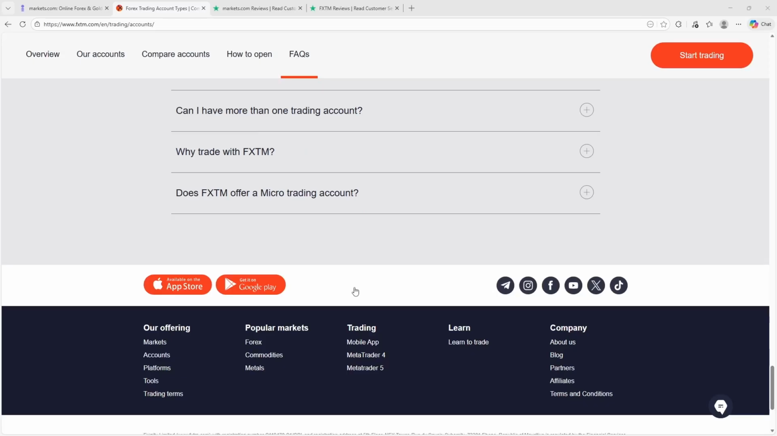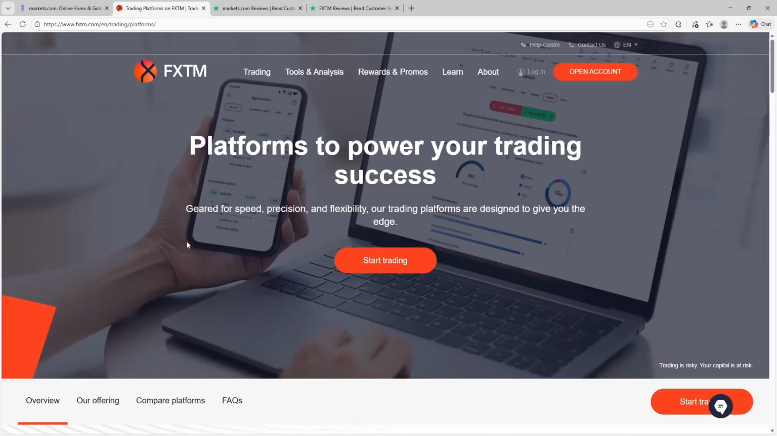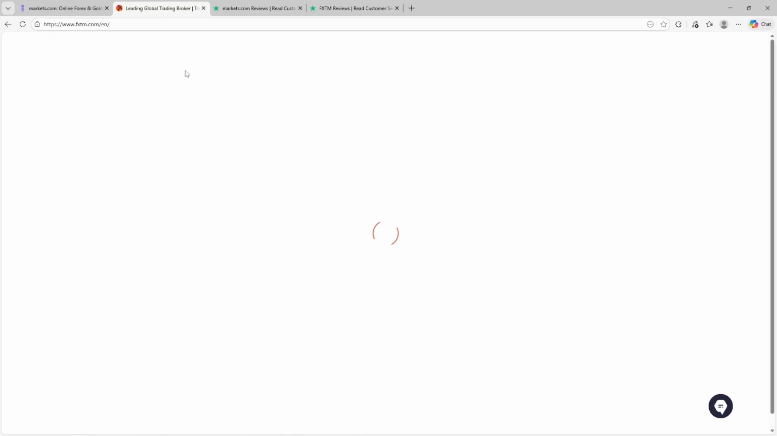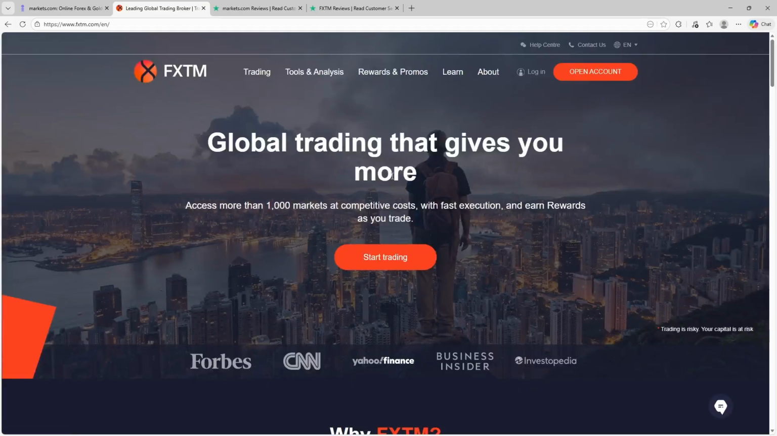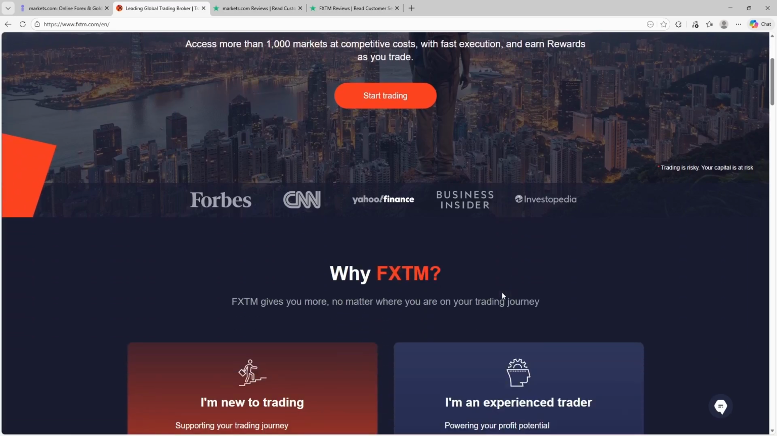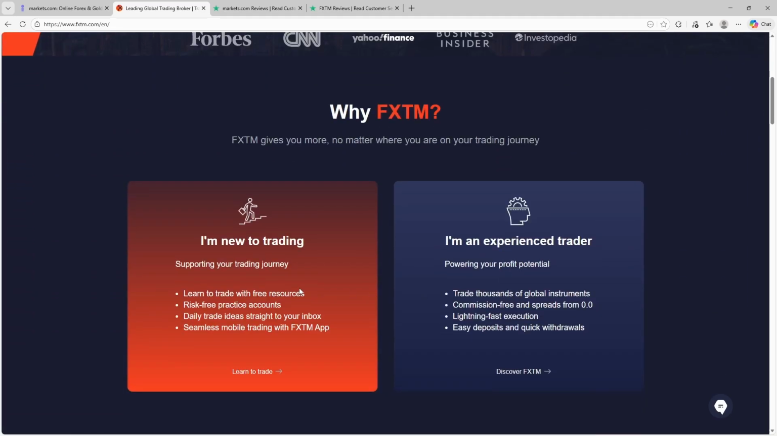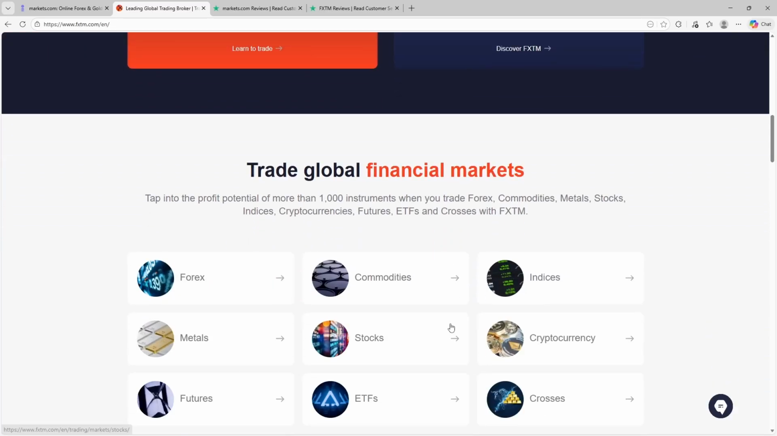Feature-wise, FXTM delivers strong execution infrastructure, support for algorithmic trading, multiple account configurations, and flexibility for traders who want pricing aligned to their strategy rather than promotional incentives. Educational resources, market analysis, and platform tools are available, though the experience is more execution-focused than visually polished.